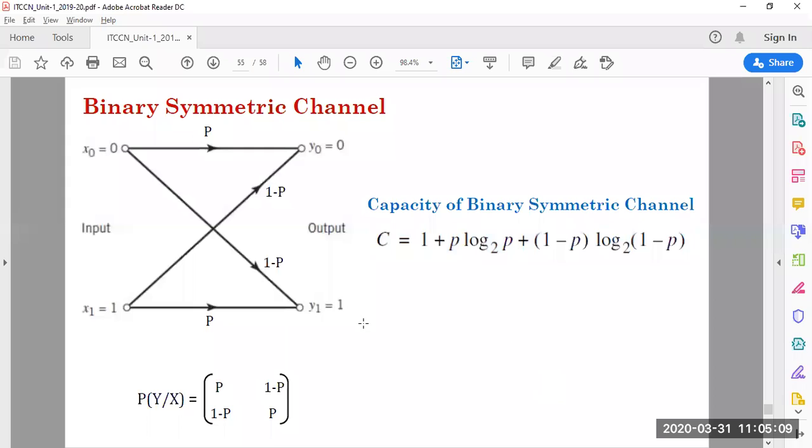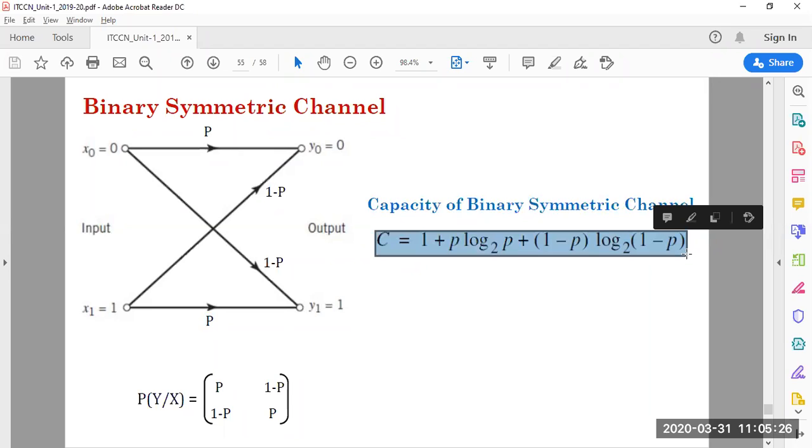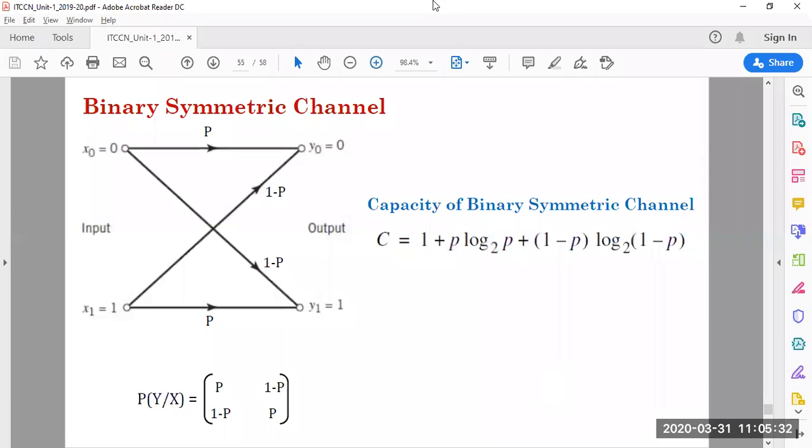So just write down this channel diagram, then the channel matrix. This is p y by x, and then the capacity of the binary symmetric channel. This will be useful for calculation of capacity of the channel. Now this is the same equation that you have to implement in MATLAB, so this will be required in MATLAB programming also. So just write down these things on the presentation. If you are done, please let me know.